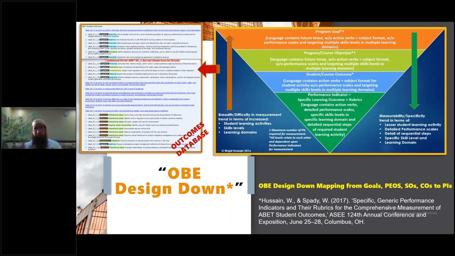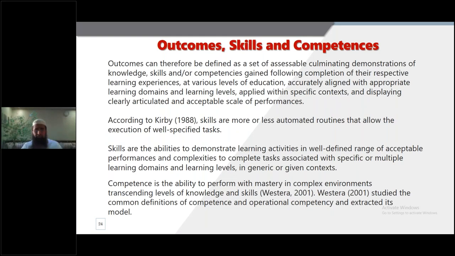Quickly explaining the definition of outcome, skills and competencies, there's a lot of confusion even with the national qualification framework. So let's redefine them over here. Outcomes can therefore be defined as a set of assessable culminating demonstrations of knowledge, skills and/or competencies gained following completion of the respective learning experiences at various levels of education, accurately aligned with appropriate learning domains and learning levels, applied within specific context, and displaying clearly articulated and acceptable skill of performance.